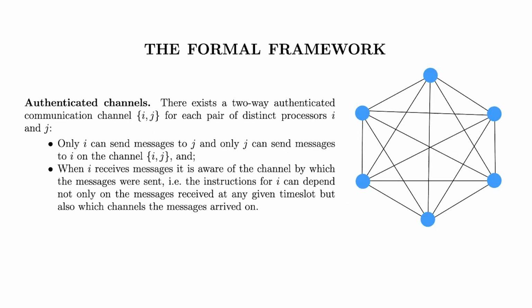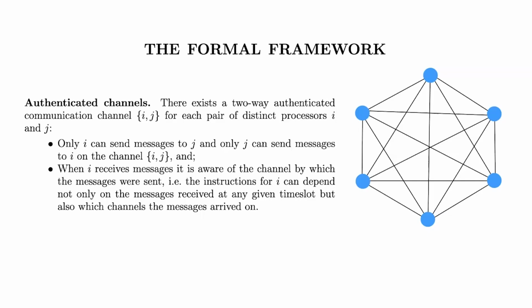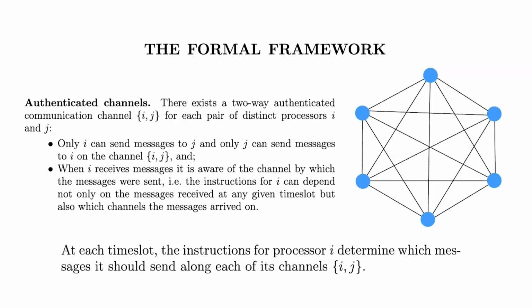So if it gets a message on the channel ij, it knows that message was from j. Each processor has a bunch of authenticated channels, and it knows who's at the end of each channel. So if a message arrives on that channel, it knows who the message is from. And as I said, at each time slot, the instructions for processor i determine which messages it should send along each of its channels.